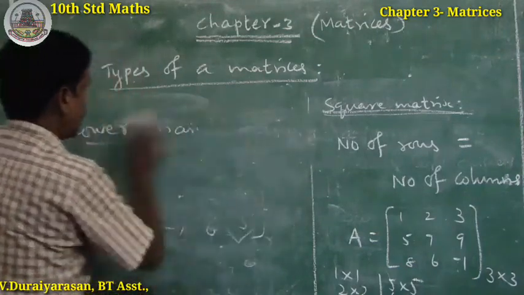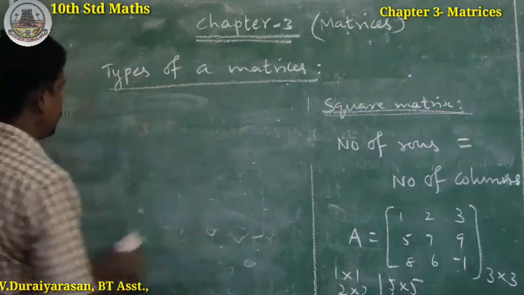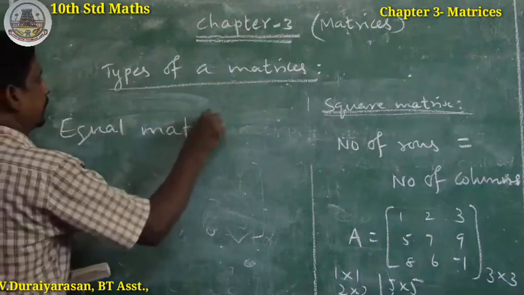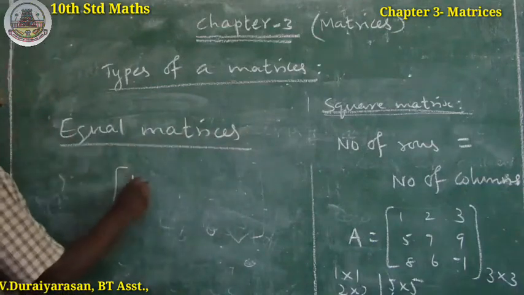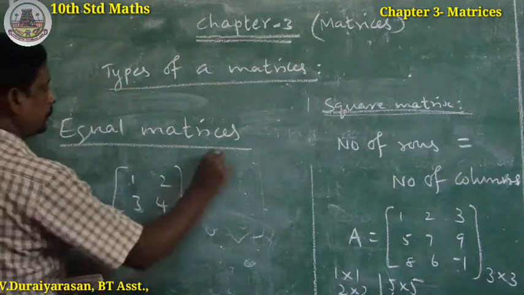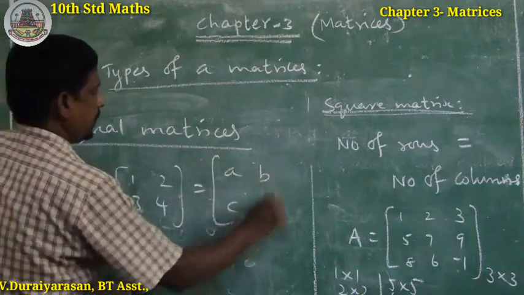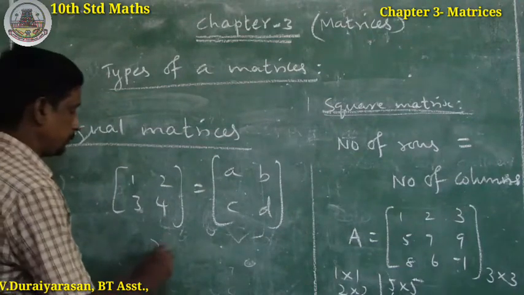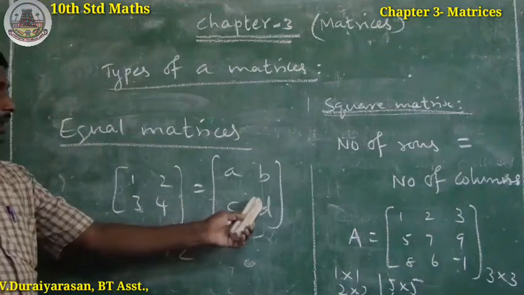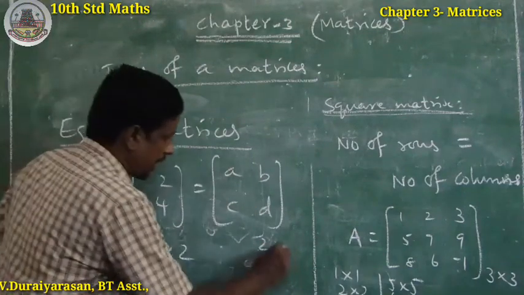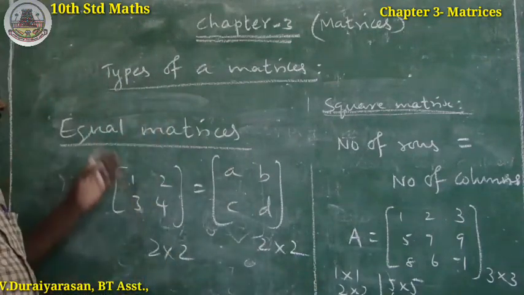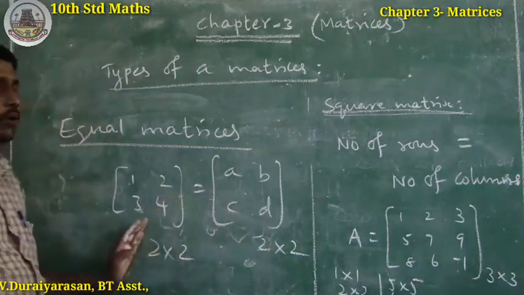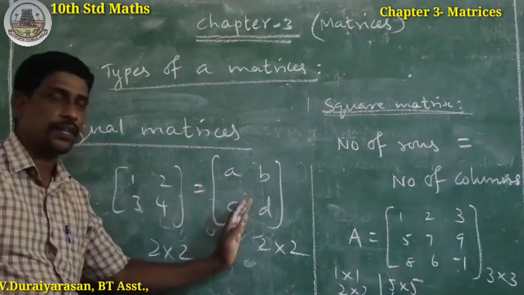Next, equal matrices. Consider the matrix 1, 2, 3, 4 equal to the matrix A, B, C, D. What is the order of the first matrix? 2 by 2. What is the order of the other matrix? Again 2 by 2. So equal matrices means the order is the same.